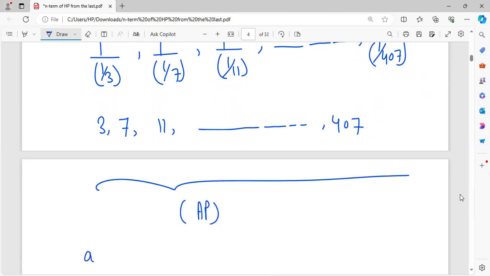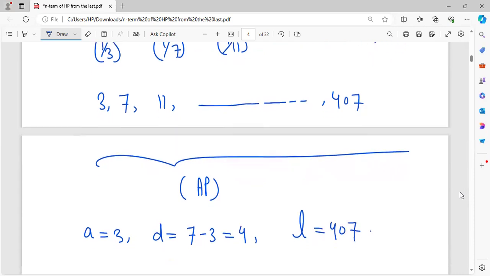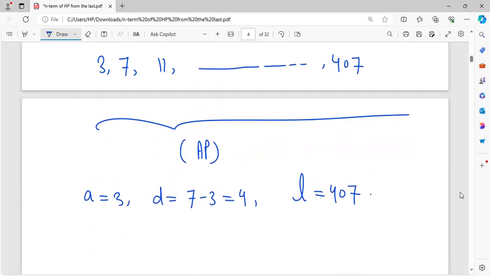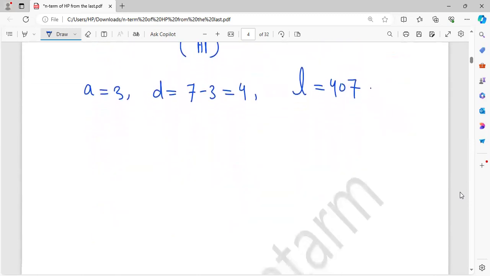So what is the first term? What is D? D is 7 minus 3, that is 4. What is L? L is 407. Okay. So here, no need to calculate the value of N. We need the 50th term from the last.